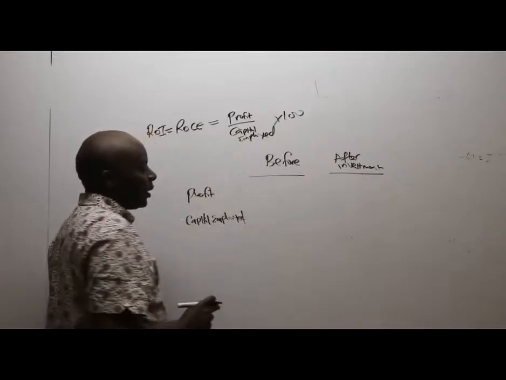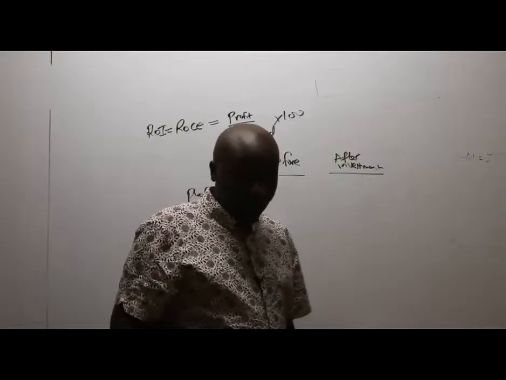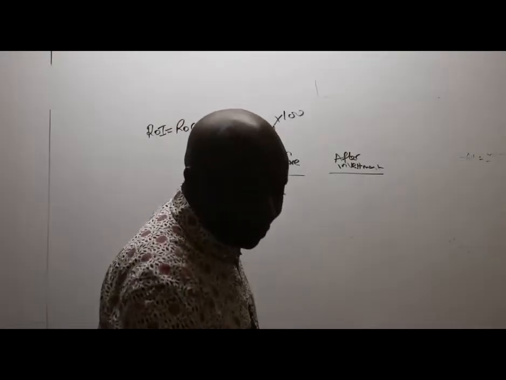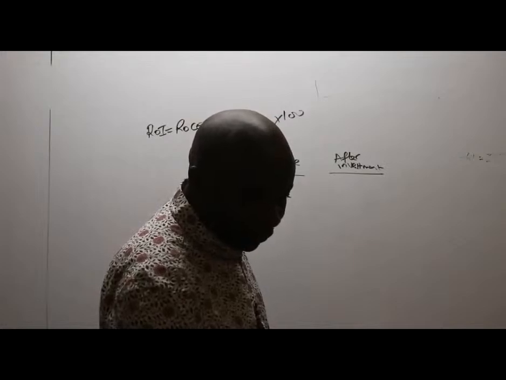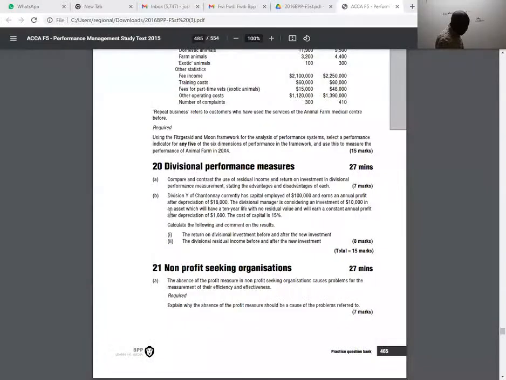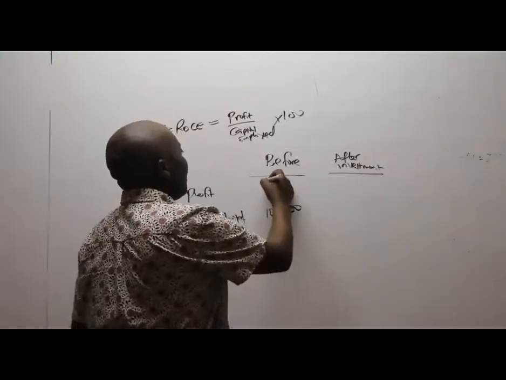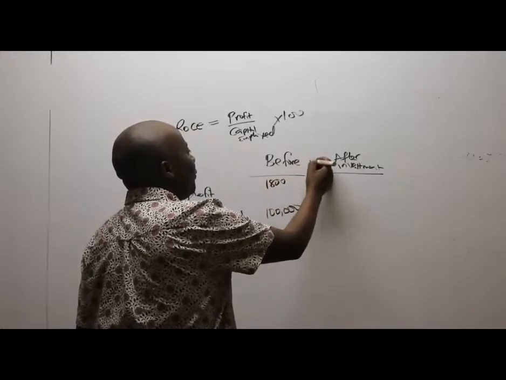So before making any investment, what profit are they giving us? They gave us that division Y of Chardonnay currently has capital employed of 100,000. So that's before. Capital employed is 100,000, and the profit is 18,000. And then we have the investment itself here. I can even have a column for the investment itself.